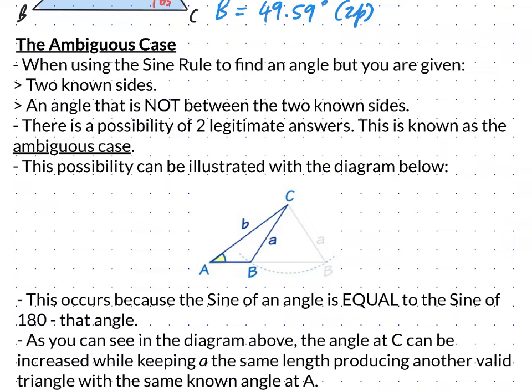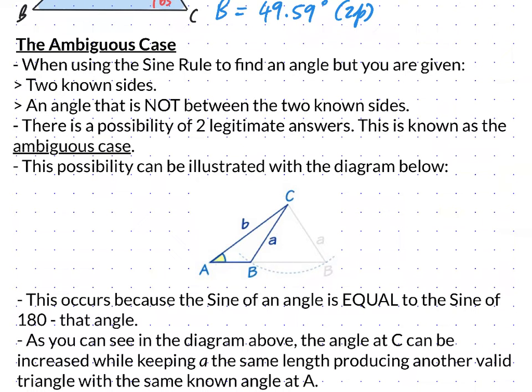This is known as the ambiguous case. I can show you or illustrate the possibility of this with a diagram below. So the existing triangle, the question that you might be interested in might look like this. But as you can see, I can keep A the same length and swing it around. And this angle at corner A is going to remain the same.